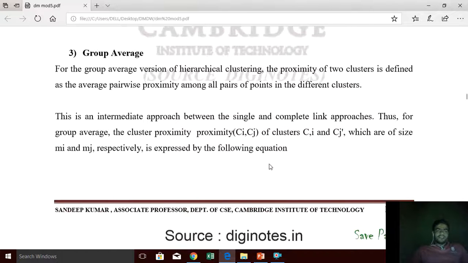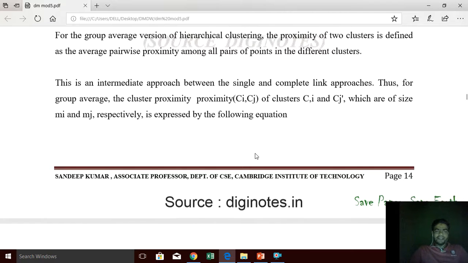Okay, so now coming to the group average. For the group average version of hierarchical clustering, the proximity of two clusters is defined as the average pairwise proximity among all pairs of points in the different clusters. So it says the average pairwise proximity. This is an intermediate approach between the single and the complete link approach.